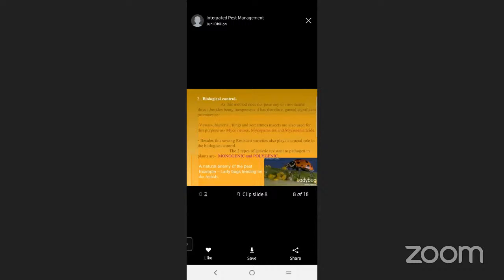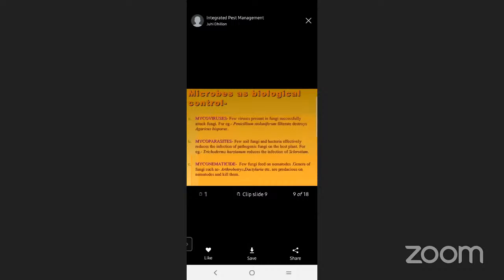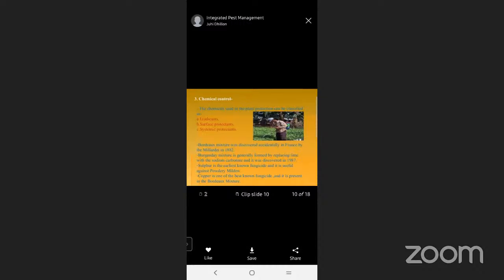So coming to the first one, this one, biological control. Usually we take the resistant varieties, but the methods will be of monogenic or polygenic type.